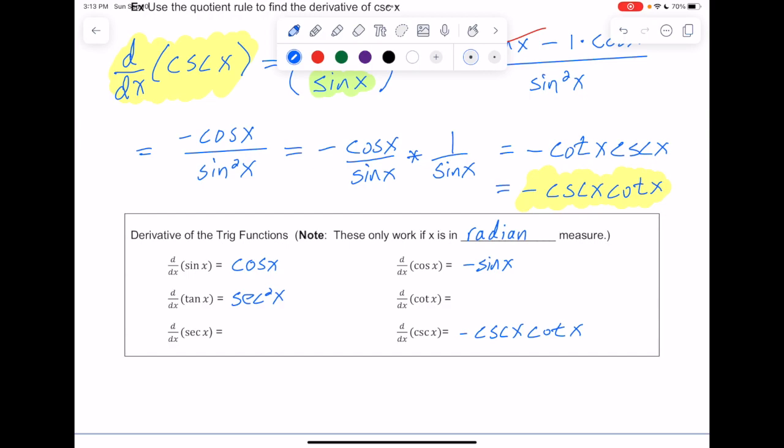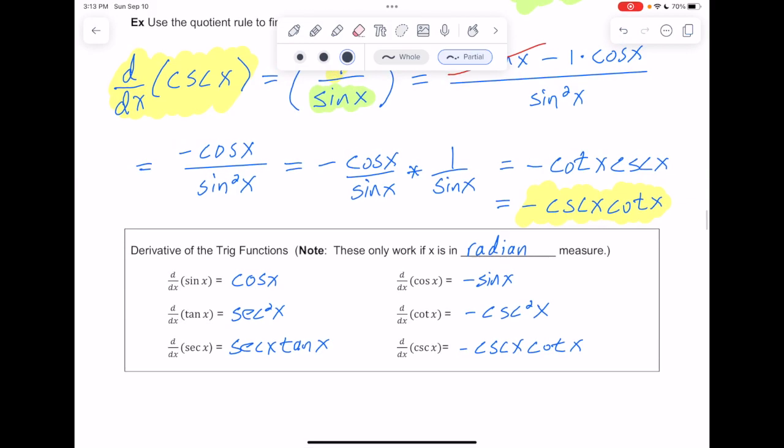The derivative of secant x is secant x, tangent x. And the derivative of cotangent x is negative cosecant squared of x. So there's all 6 of your trig functions, derivative formulas, and just like I mentioned to you with the product and quotient rule, these are things we're going to need to memorize.